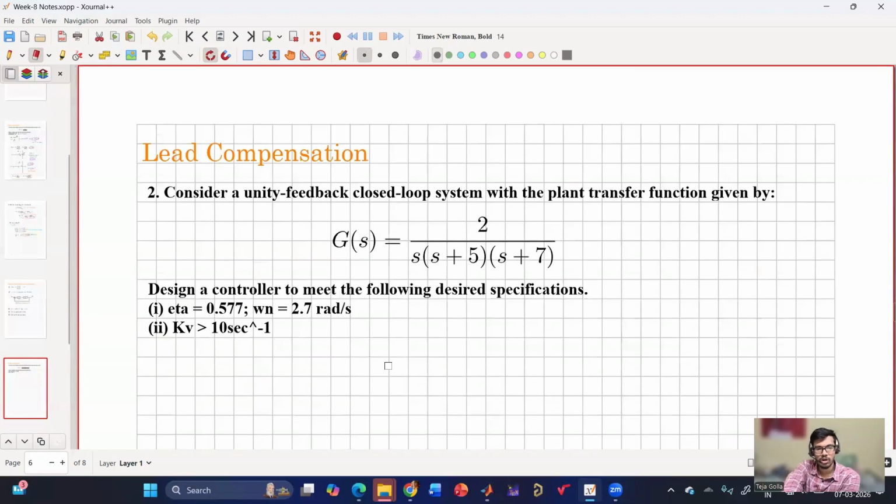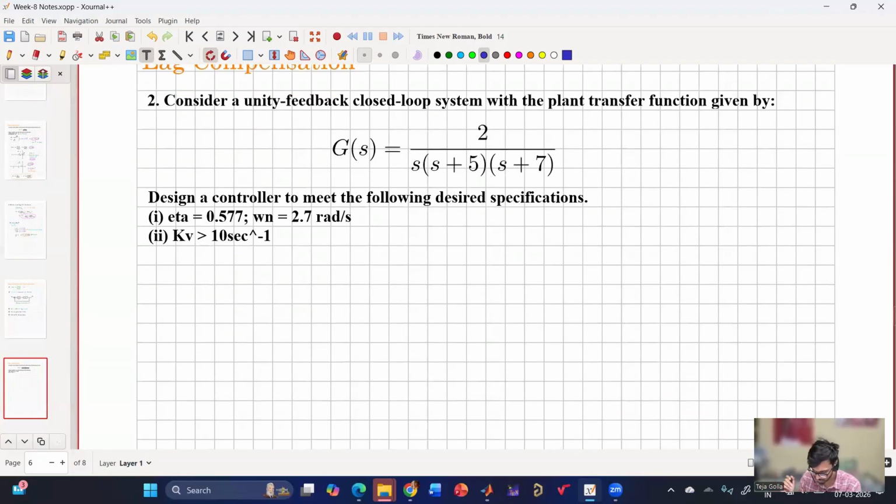So let us quickly solve one problem, and then I'll also explain how we solve this lag compensation. Just, there is one mistake here. This is a lag compensation. How do we solve this lag compensation? Using MATLAB as well. So let us go step by step, starting from the first point.